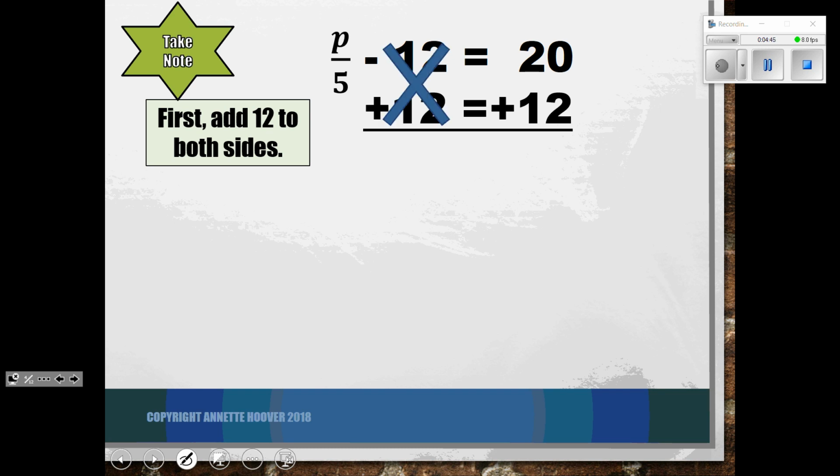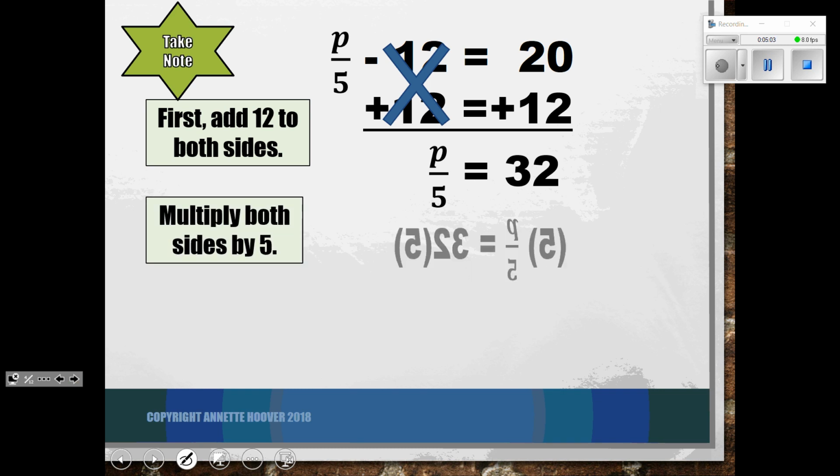A -12 and a +12 become 0, I'm so sorry, and it goes away. So then we're left with p divided by 5. This time the variable is being divided by 5. So we want to do the opposite of dividing, which is multiplying both sides by 5.